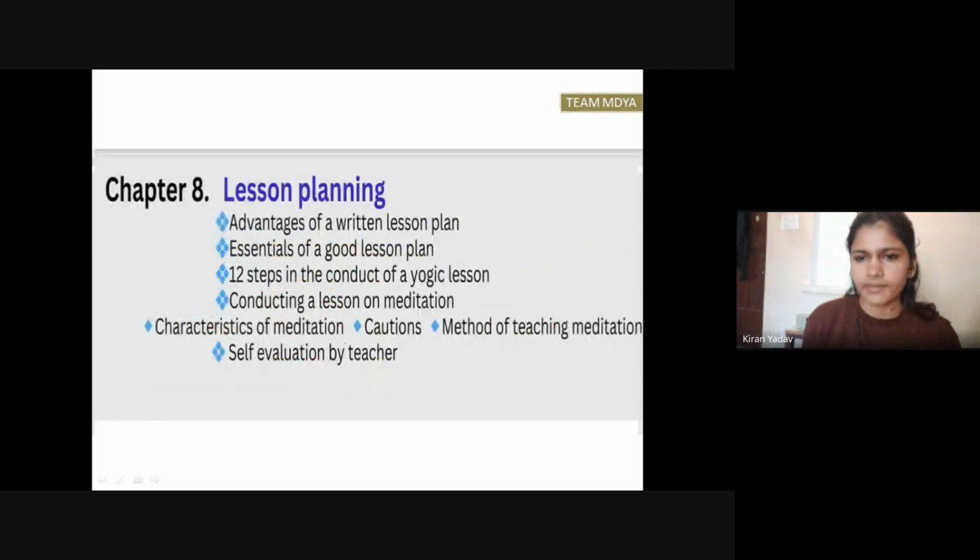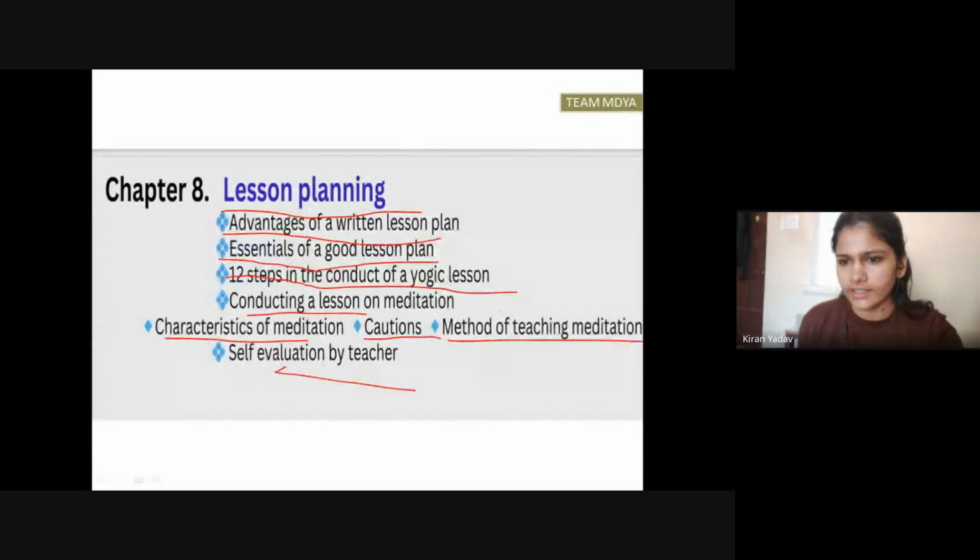Then in chapter number 8, which is the last chapter of the book, lesson planning. How to plan a lesson and why should we plan a lesson, and all these things are given in this chapter. Advantages of a written lesson plan. Essentials of a good lesson plan. 12 steps in the conduct of a yogic lesson. Conducting a lesson on meditation, characteristics of meditation, cautions, methods of teaching meditation, and self-evaluation by teacher.